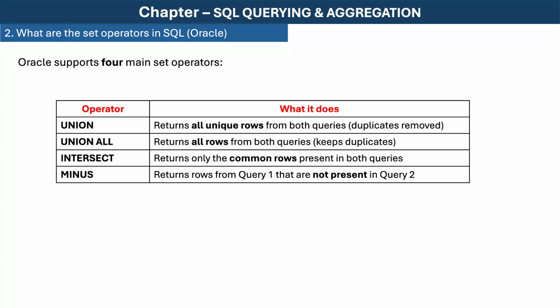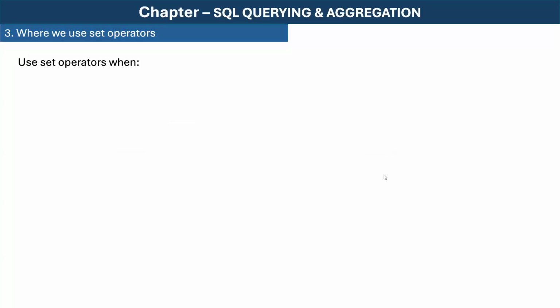And we do have the 4 set operators: union, union all, intersect, minus. So we discussed union, right? Union returns all unique rows. Union all returns all rows, with duplication. Minus returns rows from query 1 that are not present in query 2. I'll show you that execution also. Don't worry.